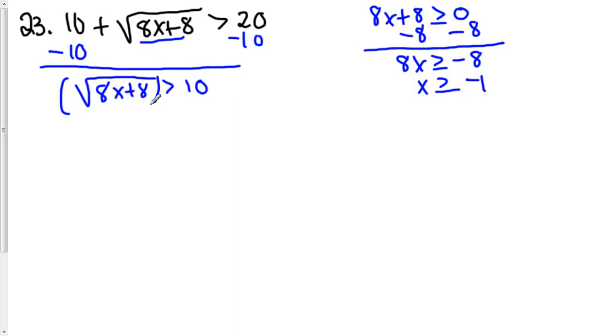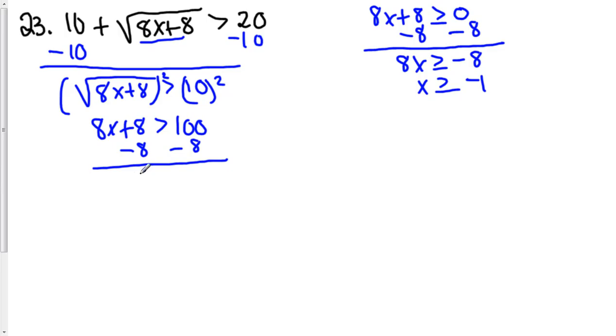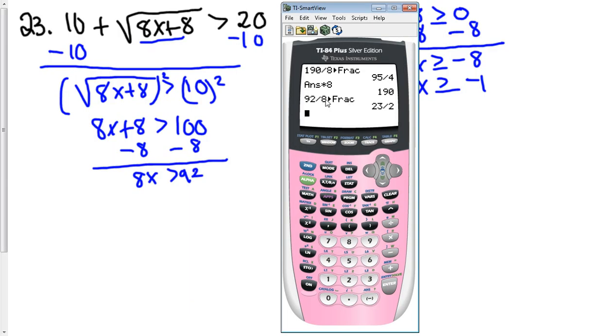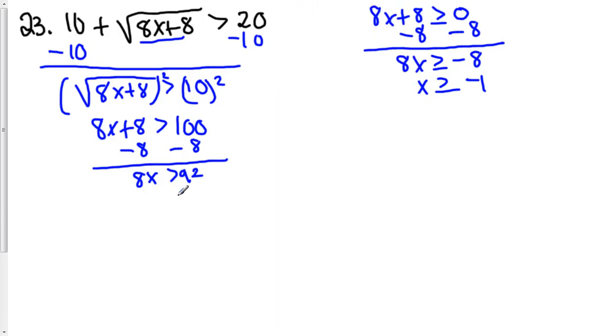To get rid of a square root, we have to square both sides. So I'm left with 8x plus 8 is greater than 10 squared, which is 100. Subtract 8 from both sides, and we get 8x is greater than 92. Divided on our calculator, 92 divided by 8, is 23 over 2.